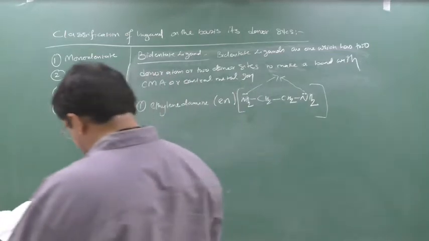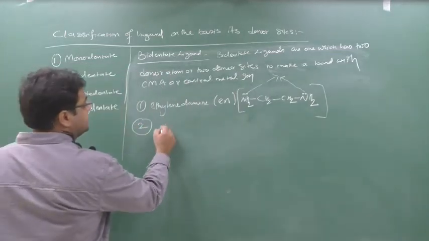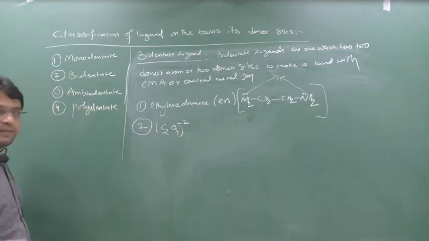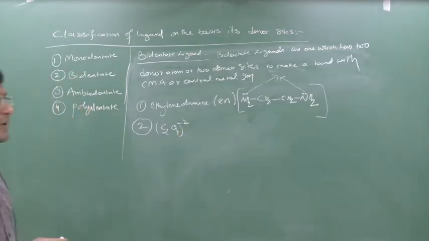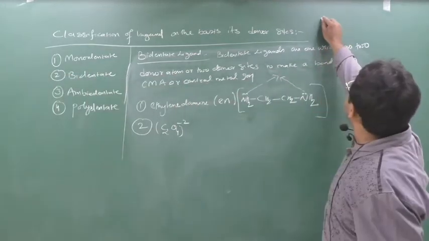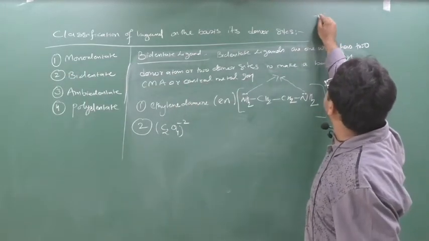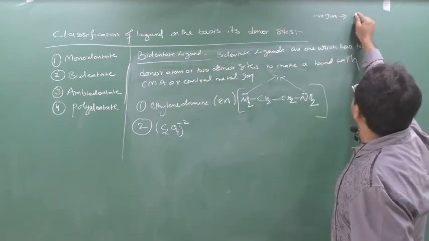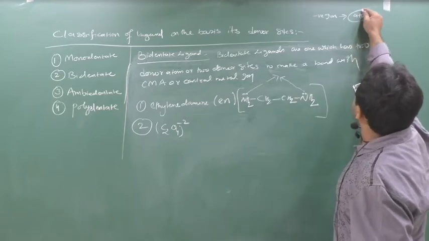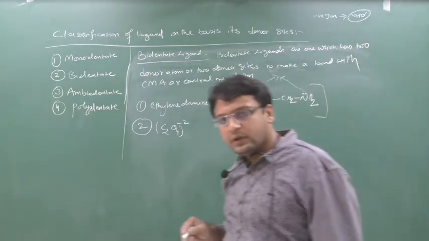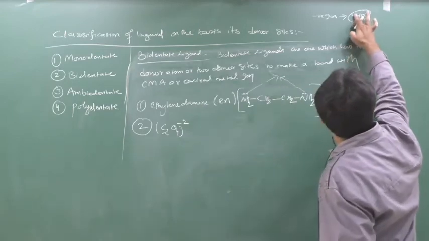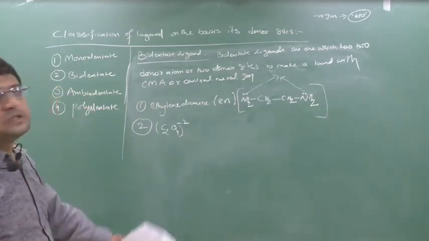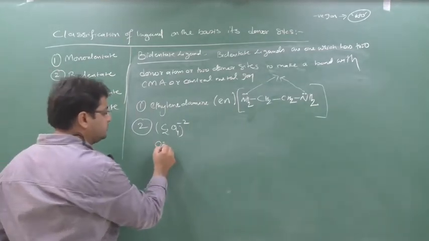Second example, C2O4 2 minus, this is nothing but your oxalate ion. Now in this chapter you cannot say oxalate ion. Wherever you see a negative ion, you give a suffix, ato. This suffix you give. What is the name of this? Oxalate ion, no? Now you don't say oxalate ion. You have to say oxalato.